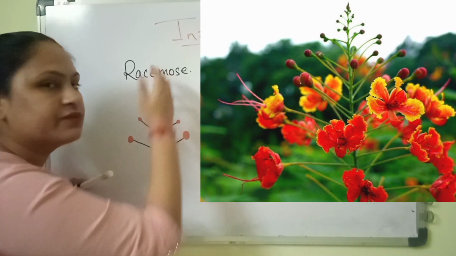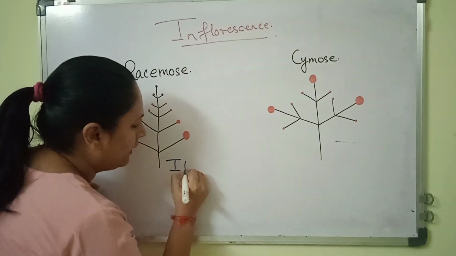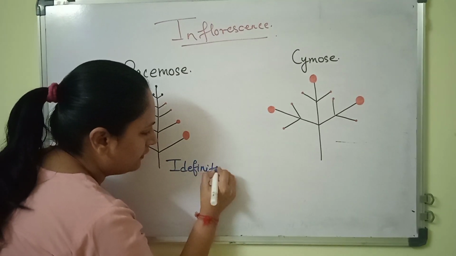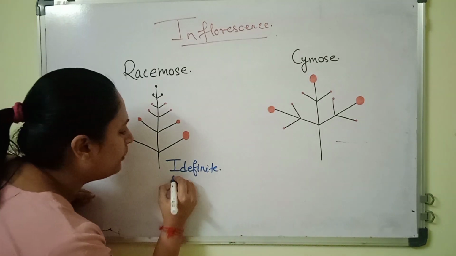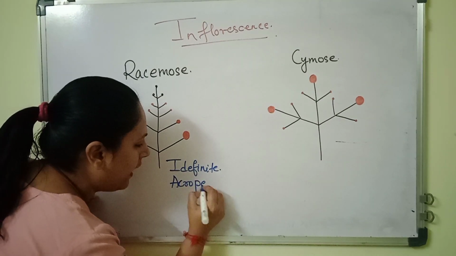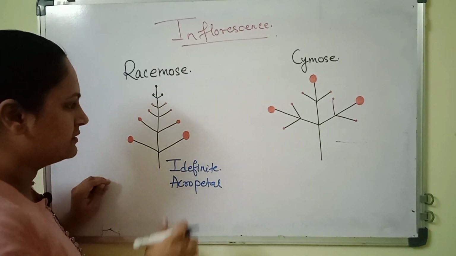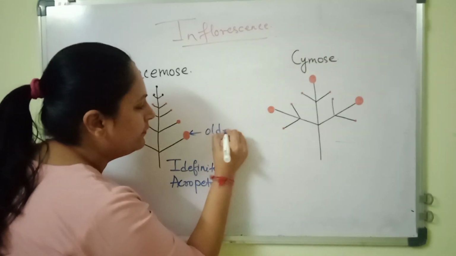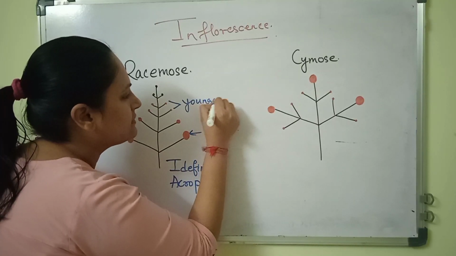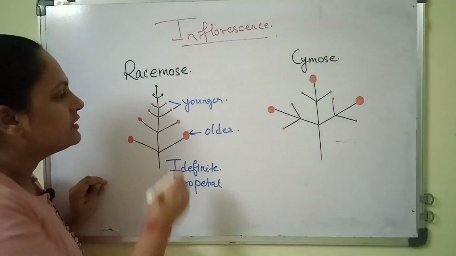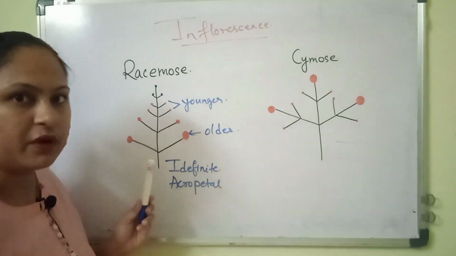So here the growth is what? The continuous growth. The growth is indefinite. And how is the growth of flowers taking place? It is in acropetal order, that is older at the base and younger at the apex. So this type of arrangement of flowers on a floral axis is called a racemose inflorescence.